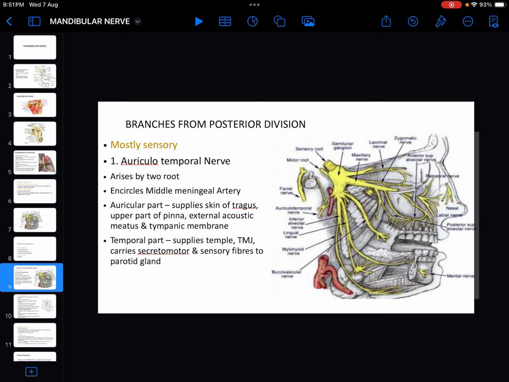The auricular part supplies the skin of the tragus, the upper part of the external acoustic meatus and the tympanic membrane. And the temporal part supplies the temple and the TMJ, and it also carries secretomotor and sensory fibers to the parotid gland. So this is about the auriculotemporal nerve.